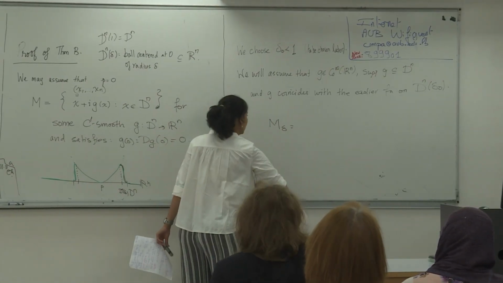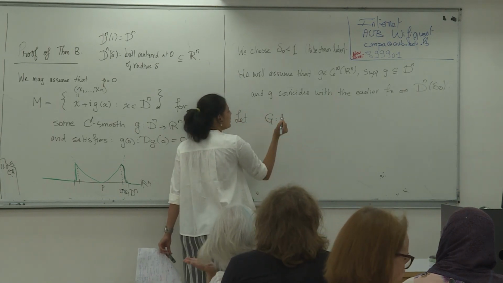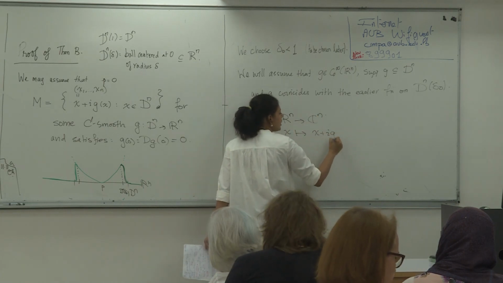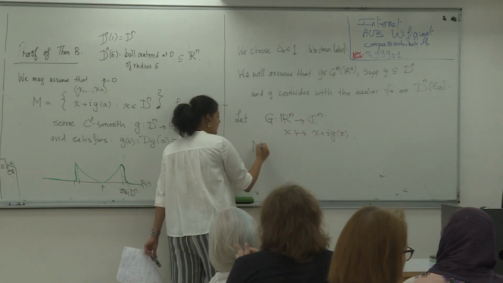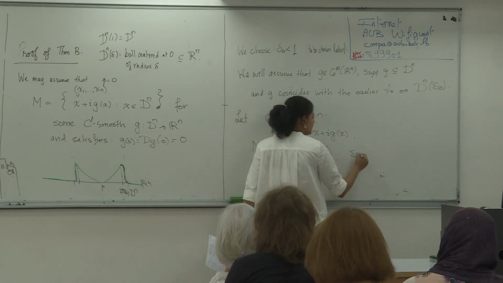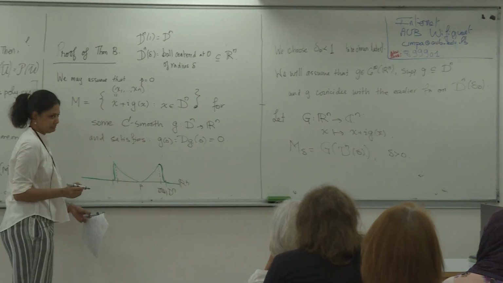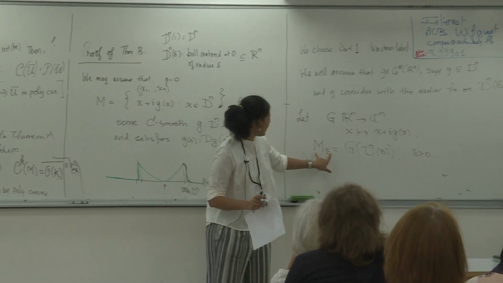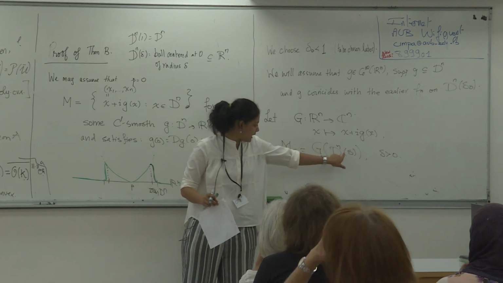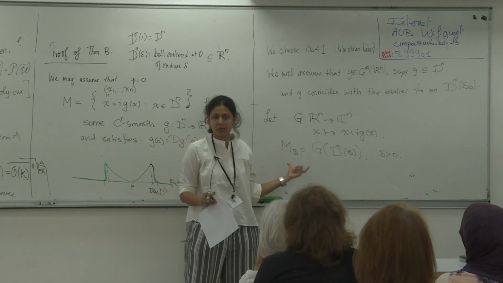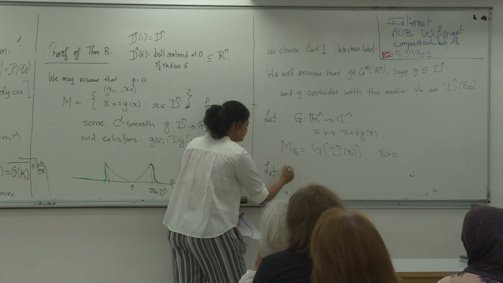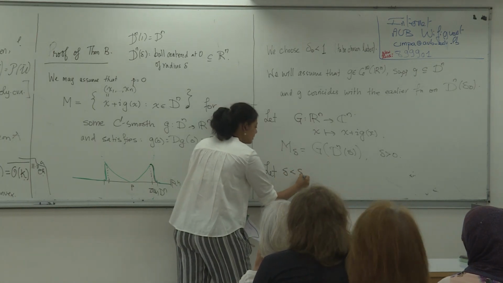Let G from Rn to Cn be given by x going to x plus i g(x), and M delta simply be capital G of Dn delta. Remember that this is the piece that we care about, and my claim is that for some choice of delta, this is a neighborhood of the origin in the manifold, and I will basically have good approximation on M delta. So let delta be strictly less than delta naught.